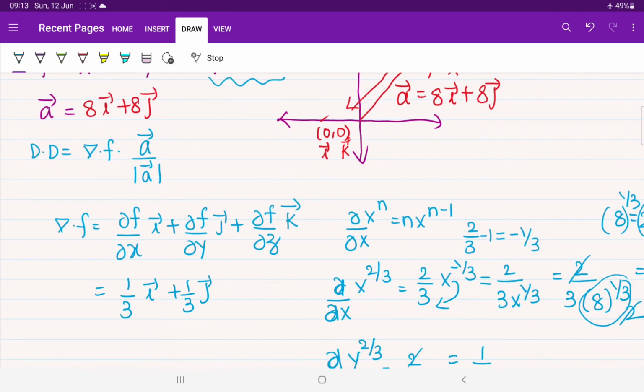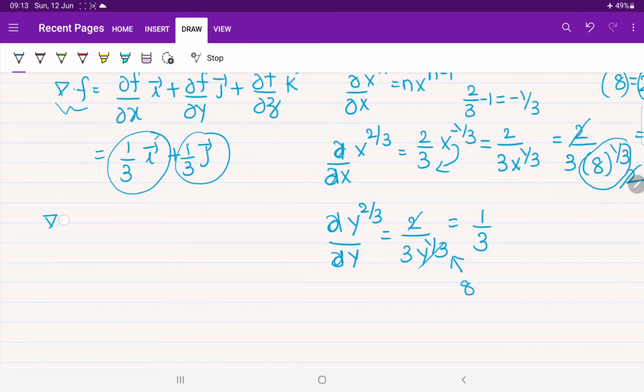After that, you can explore the value of a vector that is given. See there, if you multiply a vector with the gradient of f, what will you obtain? 8 into i vector and 1 by 3 into i vector, 8 into j vector and 1 by 3 into j vector. So I can say that the value of del f dot a vector can be written as 8 by 3 plus 8 by 3, or we can say this will be equal to 16 by 3.